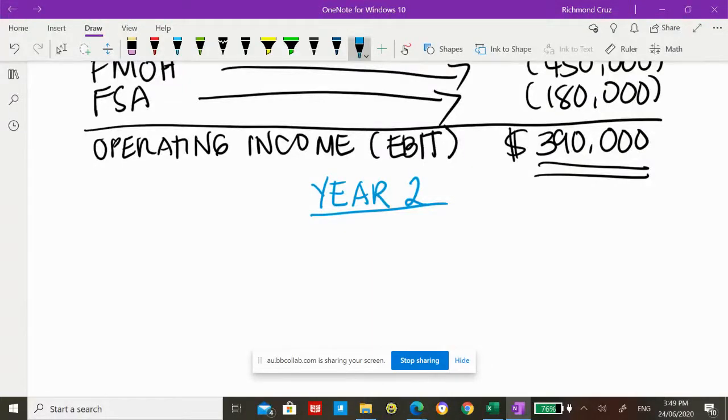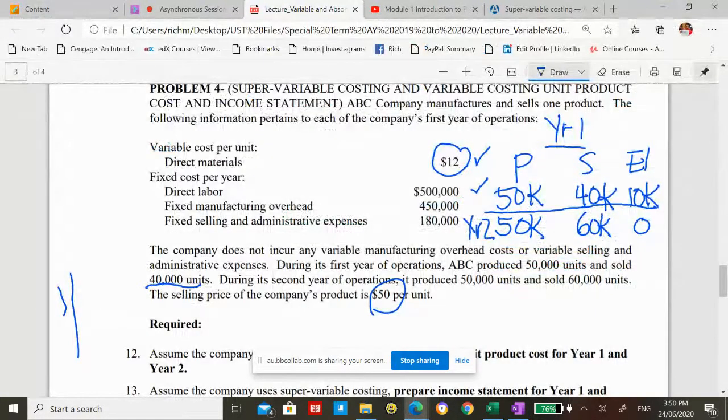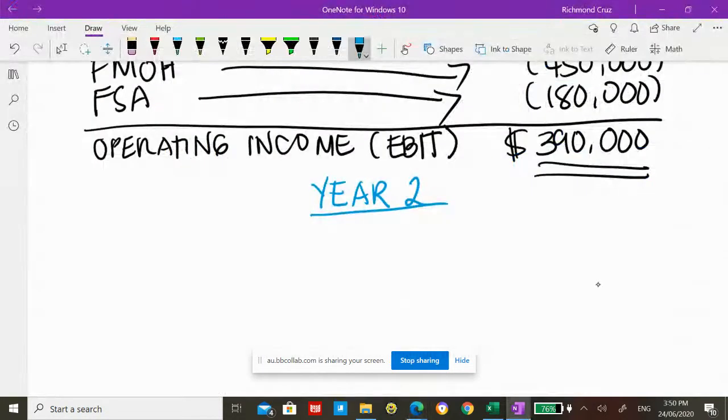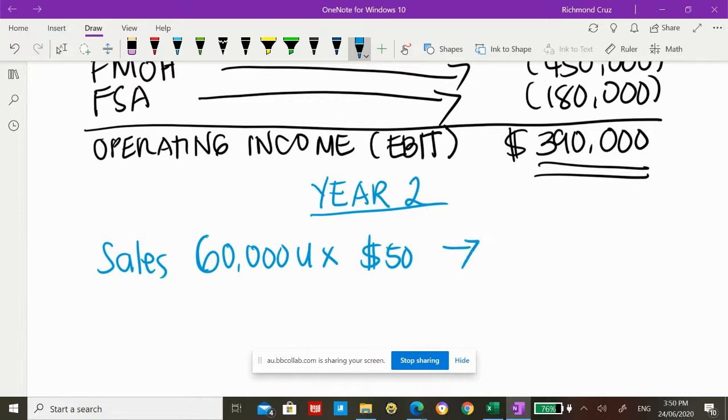And next is year 2. So for year 2, actually the same procedure, although there will be a change from the given, because in year 2 the units sold amount is 60,000, as you can see from the problem. So we have sales, and this is 60,000, the units sold multiplied by the selling price, and that is 50. So that will total to 3 million.